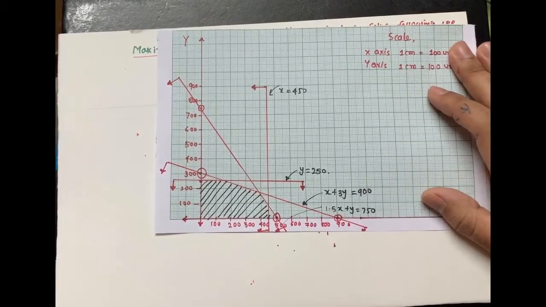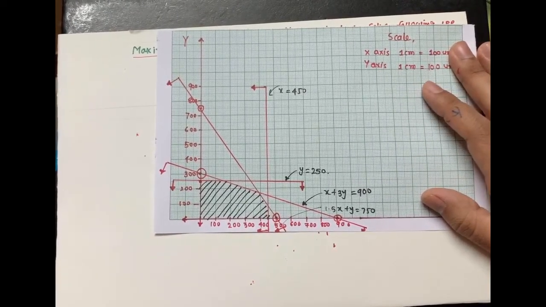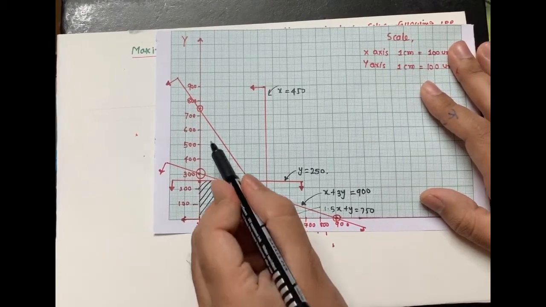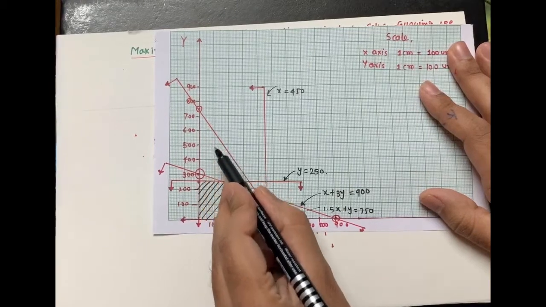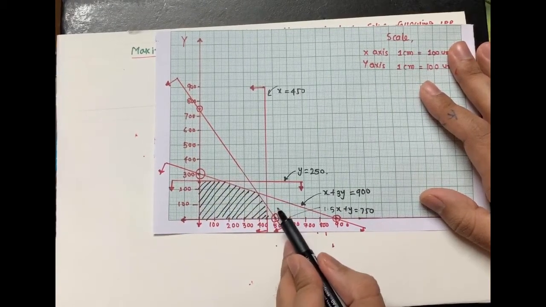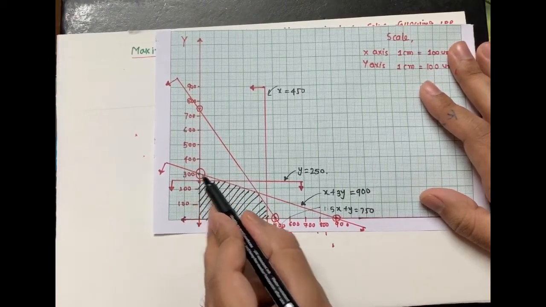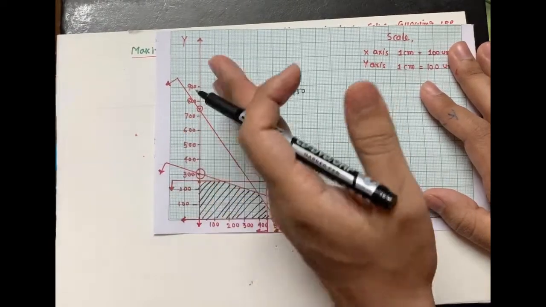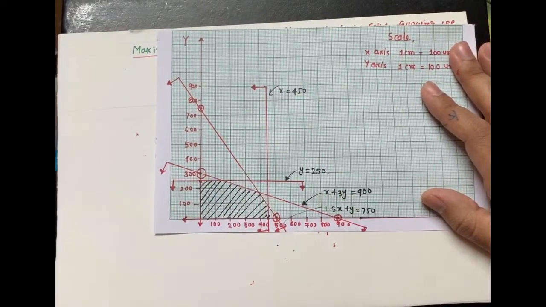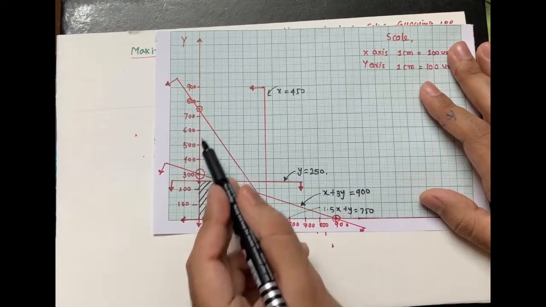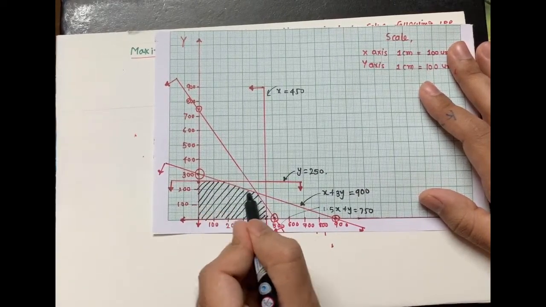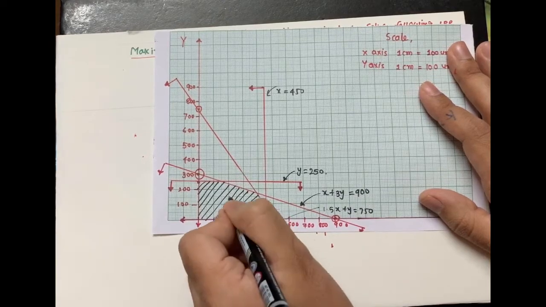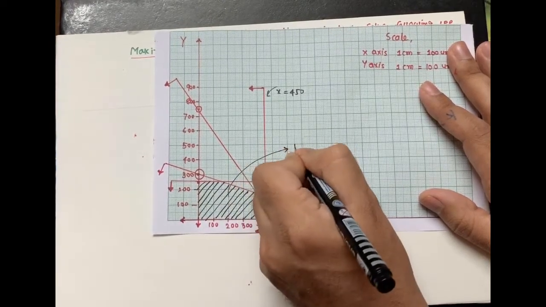This is the common region of all these lines. Yes, this region satisfies the condition of line 1, but it does not satisfy the constraints or limitations of line 2, hence it is excluded. Likewise, for all these 4 lines, the common region is this one. So this is referred to as your bounded region.